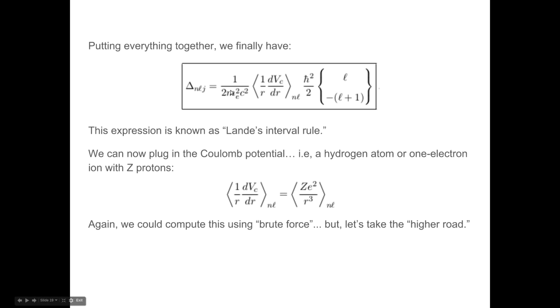Okay, so we want to compute this thing for the hydrogen atom. So we want to replace this. The C here stands for central potential. You could actually calculate Landé's interval rule for a Yukawa potential, which is also a central potential. But we want to do this for the Coulomb potential. So for the Coulomb potential, we can plug it in, we can take the derivative, and so what we really need to compute is this thing. Again, we could do it by brute force, but let's take the higher road here.